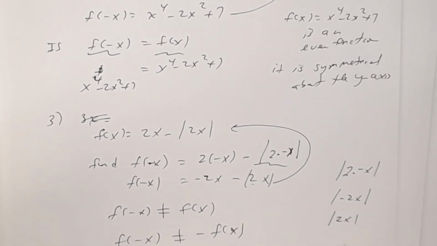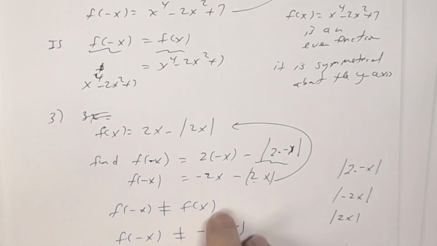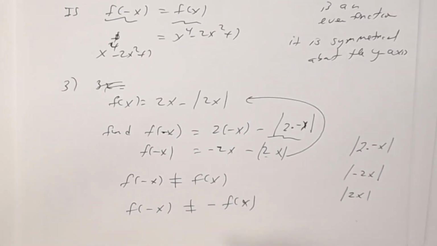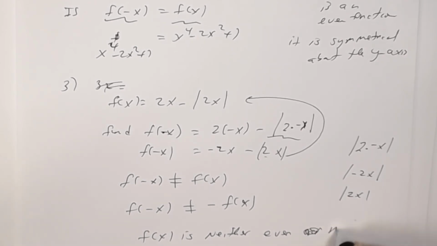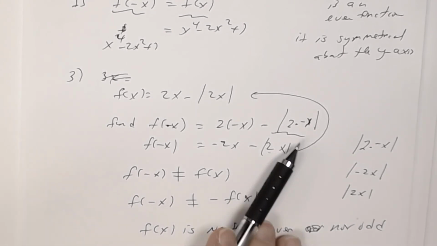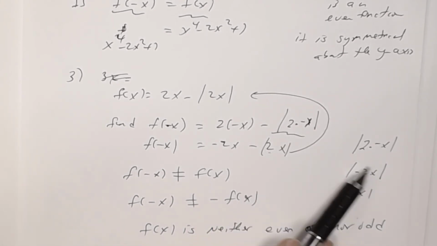So what do we say? So it's neither even nor odd. So what do we say? Neither. So f of x is neither even nor odd. Okay?